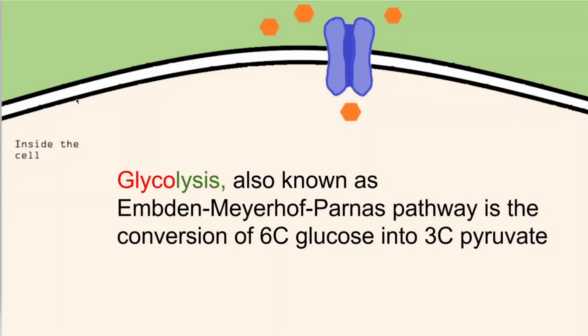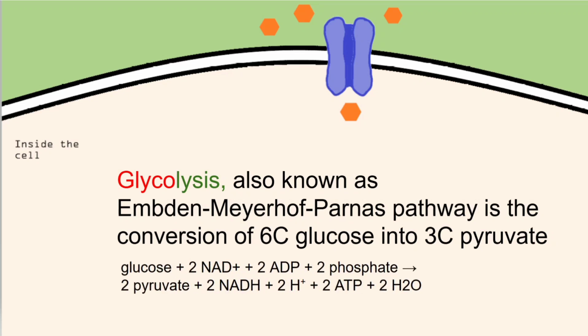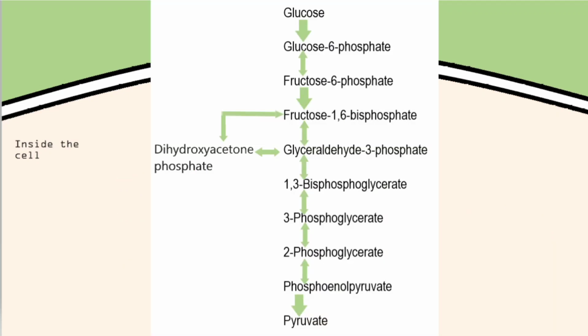Glycolysis means the breakdown of glucose. Glyco means glucose, and lysis means breakdown. It's also known as the EMP pathway, and it's the conversion of one molecule of 6-carbon glucose into 2 molecules of 3-carbon pyruvate. And this is the overall reaction for glycolysis.